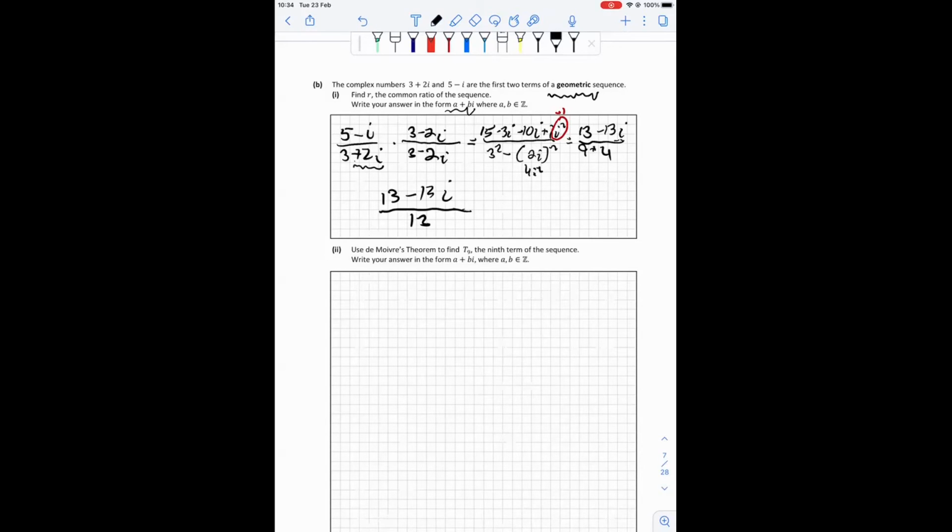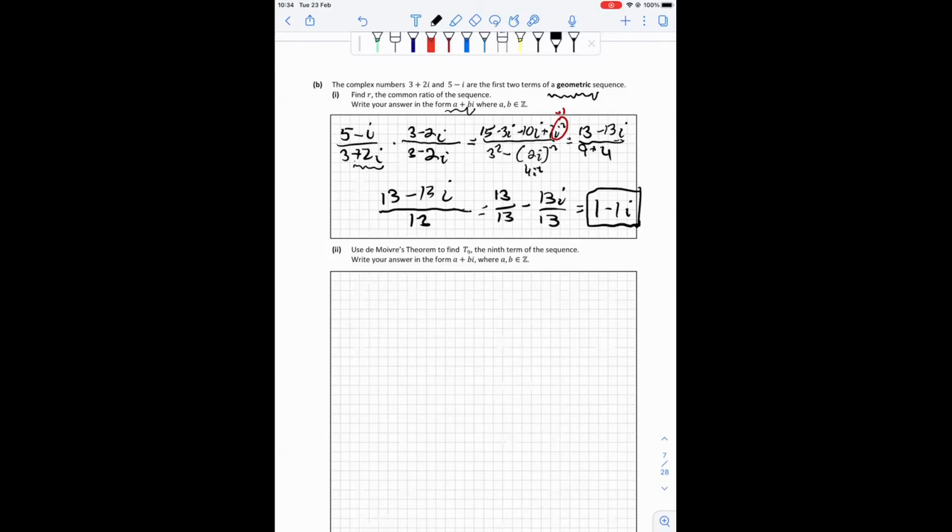This looks quite good, except that they say in the form a plus bi, so they don't want this dividing line. So I'm going to split my fraction. It's 13 over 13 minus 13i over 13. 13 divided by 13 is 1, so it's 1 minus 1i. And this is the final answer for this part.